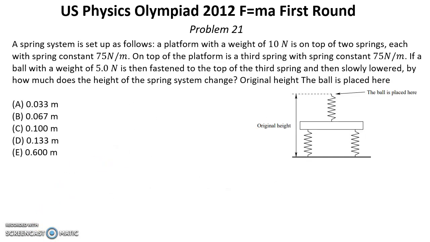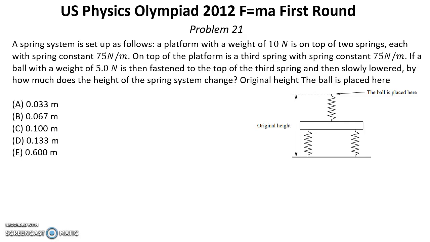Problem number 21. A spring system is set up as follows. A platform with a weight of 10 newtons is on top of two springs, each with a spring constant 75 newtons per meter. On top of the platform is a third spring with a spring constant 75 newtons per meter. If a ball with a weight of 5 newtons is then fastened to the top of the third spring and then slowly lowered, by how much does the height of the spring system change?